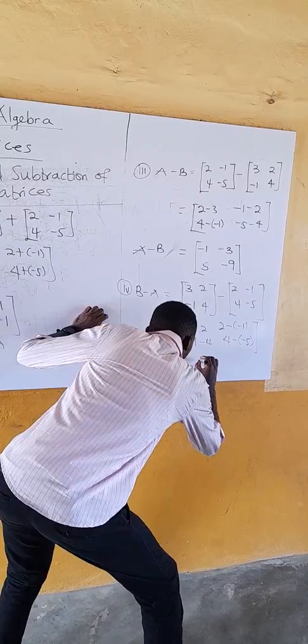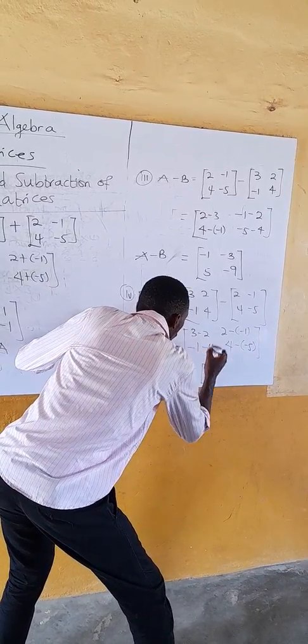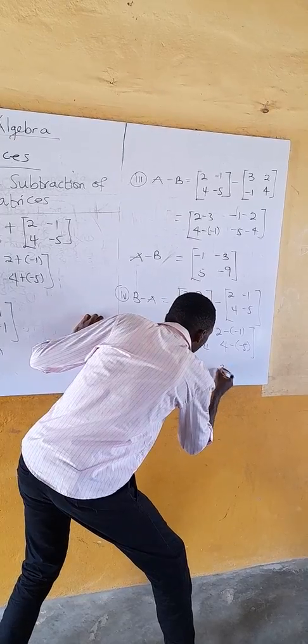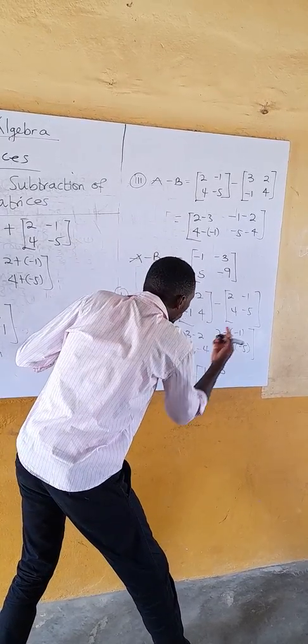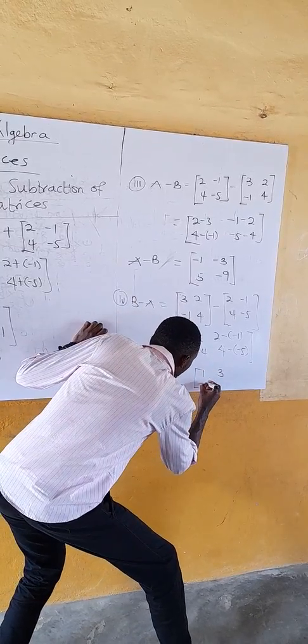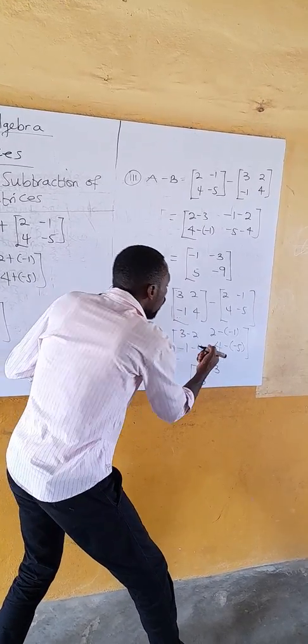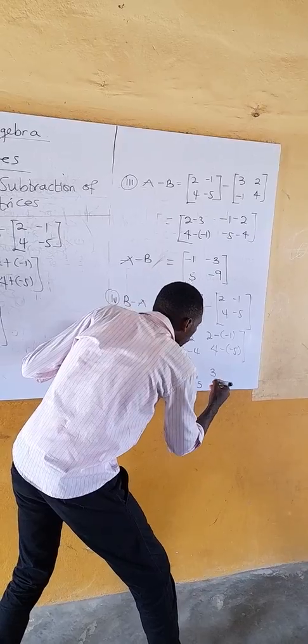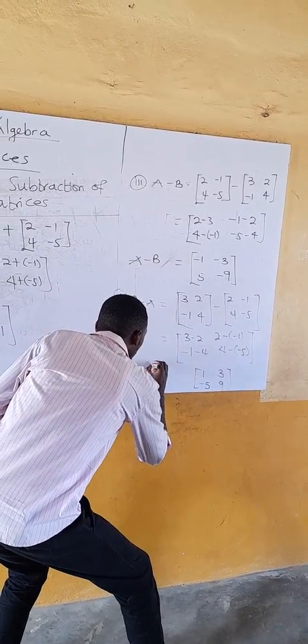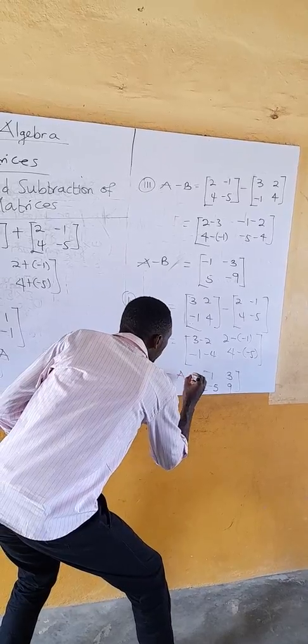What do we get? 3 minus 2 is 1. 2 minus negative 1, that will be 3. That will be 2 plus 1. Negative 1 minus 4 will be negative 5. Then 4 minus negative 5 is 9. That will be 4 plus 5. So these are B minus A.